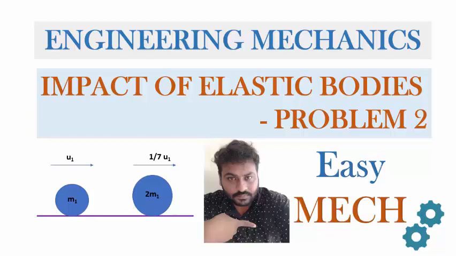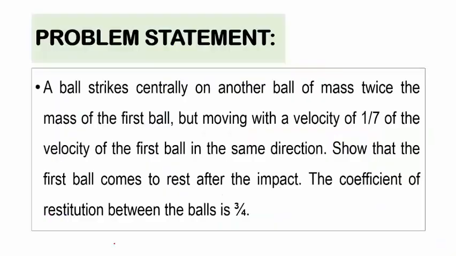Dear students, let us discuss a problem on impact of elastic bodies in this video. This is the problem statement. A ball strikes centrally on another ball of mass twice the mass of the first ball, but moving with a velocity of 1/7 of the velocity of the first ball in the same direction. Show that the first ball comes to rest after the impact. The coefficient of restitution between the balls is 3/4.